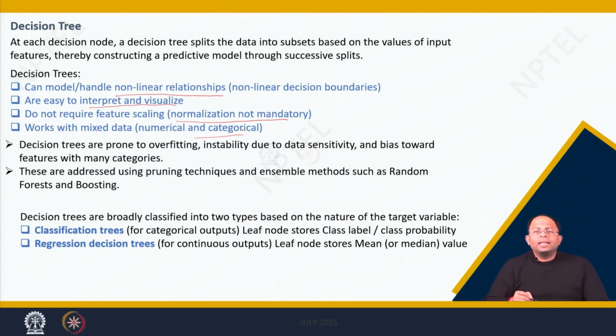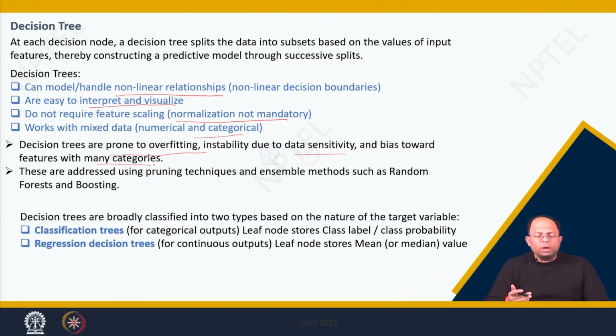Now the problem is, I can keep on asking questions, and the more questions I ask, the more branches there will be, and eventually I will arrive at the final result. So decision trees are always prone to overfitting. That means the more questions I ask, the outcome would match this data set, but it may not match other data sets because I'm asking too many questions. So decision trees are prone to overfitting, instability due to data sensitivity, and bias towards features with many categories. Usually we end up asking questions about those features which have many categories.